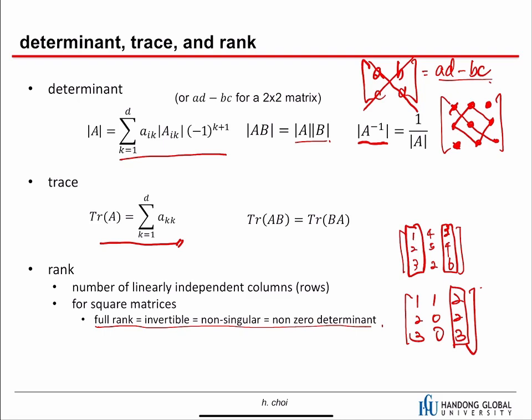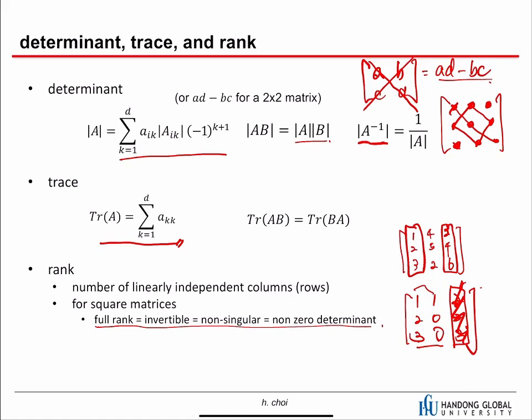Okay, so if we can represent this vector as a weighted sum of the other vectors, then this one is not linearly independent. In this case, the rank is 2. This one can be represented by a weighted sum of the other vectors, so we just ignore it, and this one cannot be represented by the others. So we have 2 linearly independent column vectors.